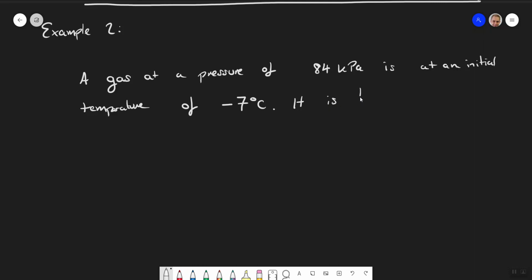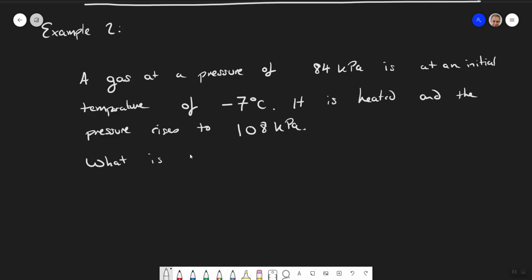It is heated and the pressure rises to, let's say, 108 kilopascals, what is the new temperature in Celsius? Now, just so you're aware, a question like this would have always carried 4 marks. Every single time it would have been worth 4 marks. And the way to only get 2 of that is to fail to convert out of Celsius.